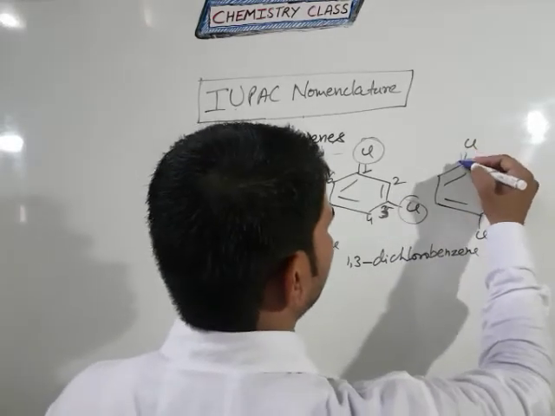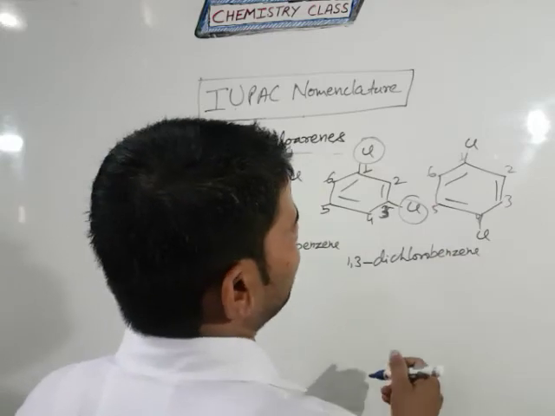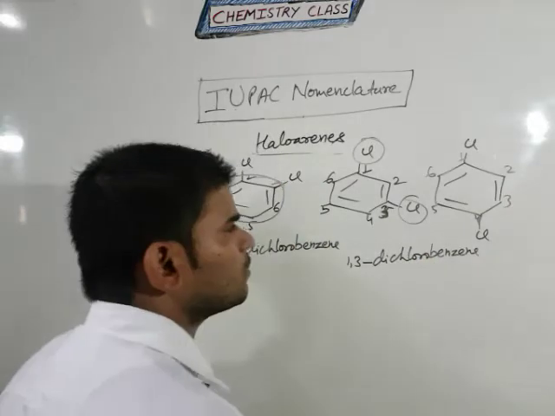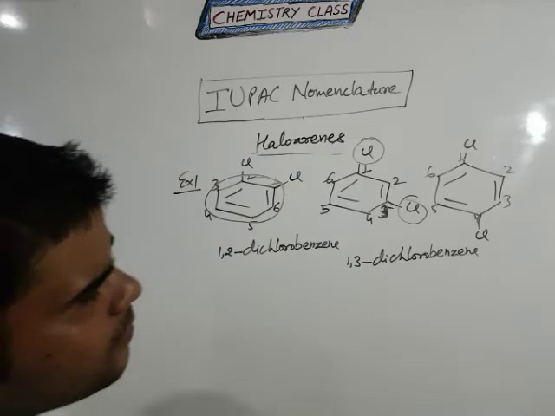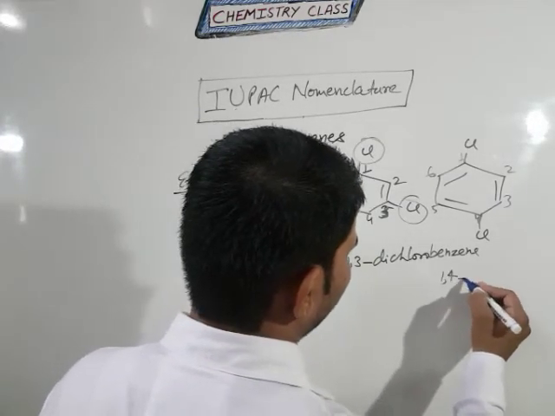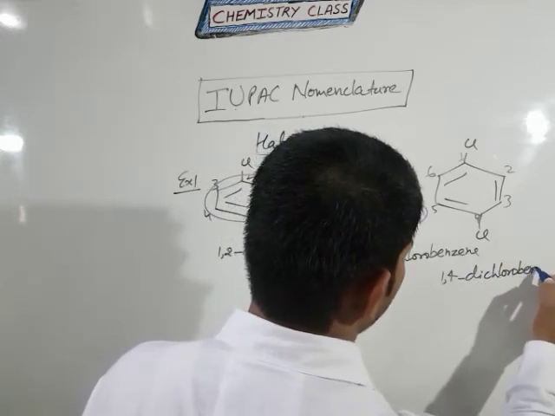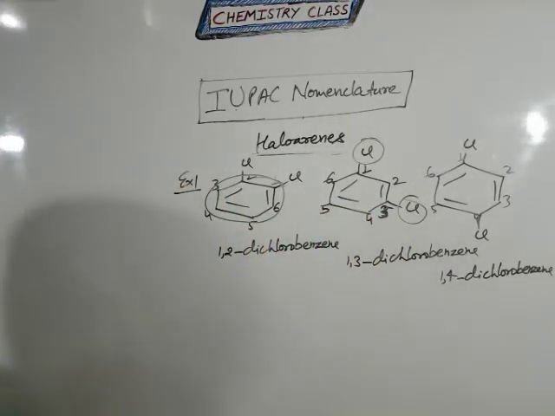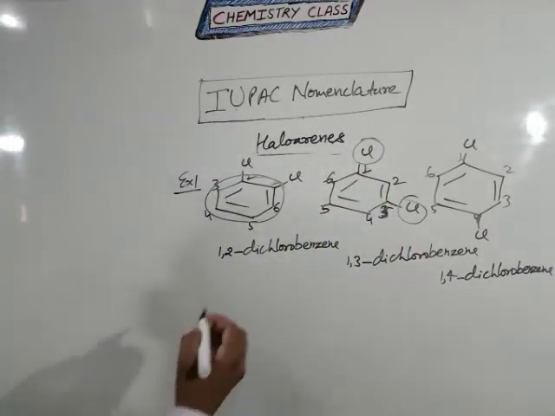Now come to the last example. If you are counting from here 1, 2, 3, 4, 5, 6, and also if you are counting from here 1, 2, 3, 4, 5, 6, in all the trends you will have the first and fourth position of the halogen atom. So in this case you will write 1, 4 dash dichlorobenzene. Clear?